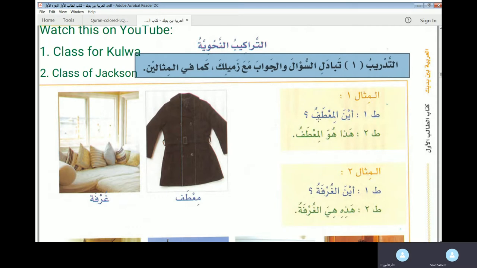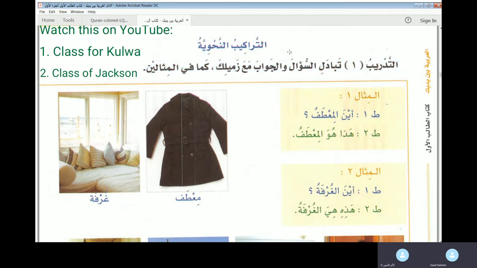First exercise. Exchange. Did you forget the meaning of this line? We learned this yesterday. I don't know what the second word is. Sual, the main question. Exchange questions in that dialogue, and answer. Jawab, answer. Exchange the question and answer.